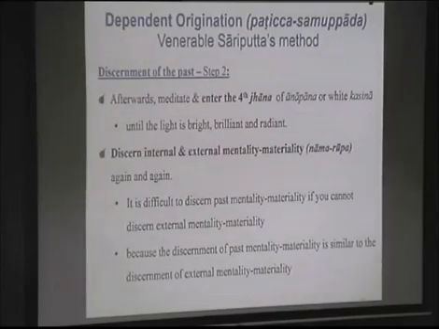Discern internally, externally, mentality, materiality, again and again. It is difficult to discern the parts, mentality, materiality, if you cannot discern internal or external materiality or mentality. How to do it? First you offer, and you make a wish, you remind yourself. After that you go to your meditation place. You practice under the four jhanas, you present your habits internally.